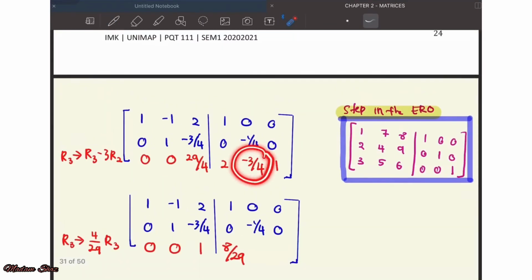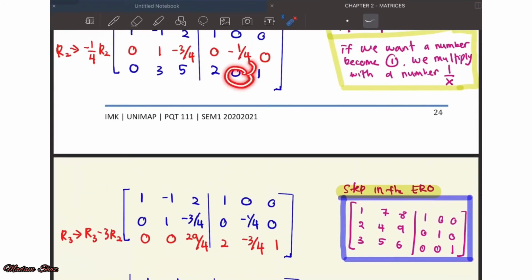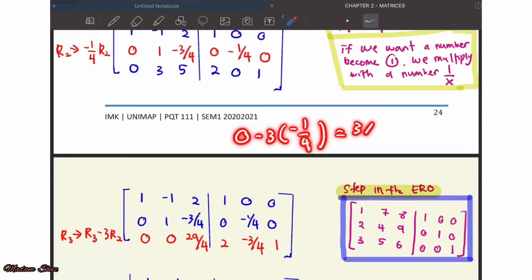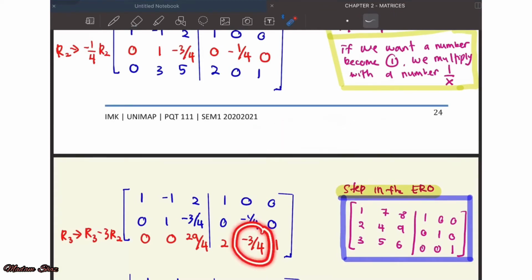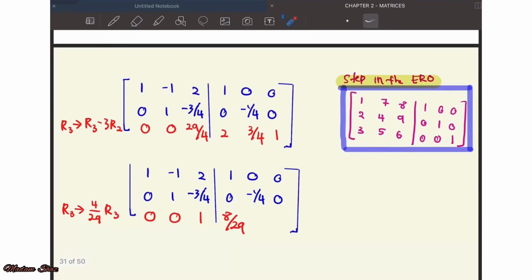Okay, this one should be positive because we have 0 minus 3 multiply negative 1 over 4, so it will become 3 over 4. So this one supposed to be positive 3 over 4. Okay, sorry for the mistake. Okay, we continue for this one. 3 over 4 multiply with 4 over 29 will become 3 over 29. 1 multiply with 4 over 29, 4 over 29.